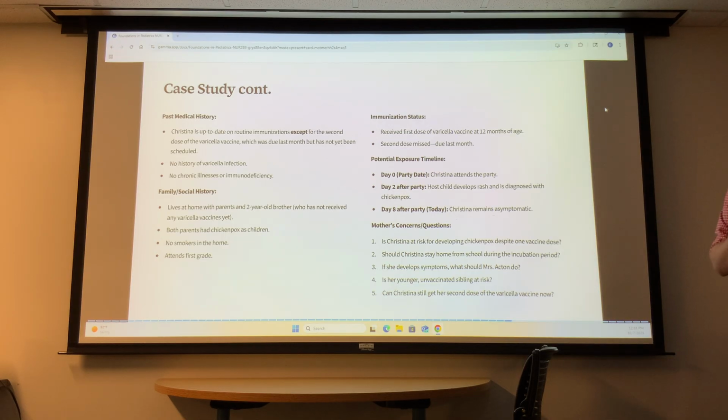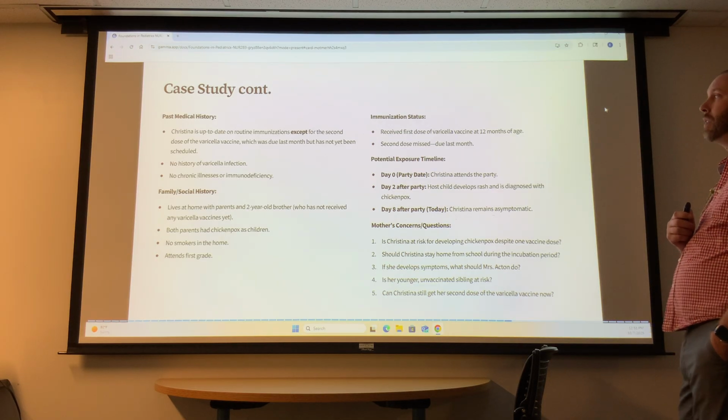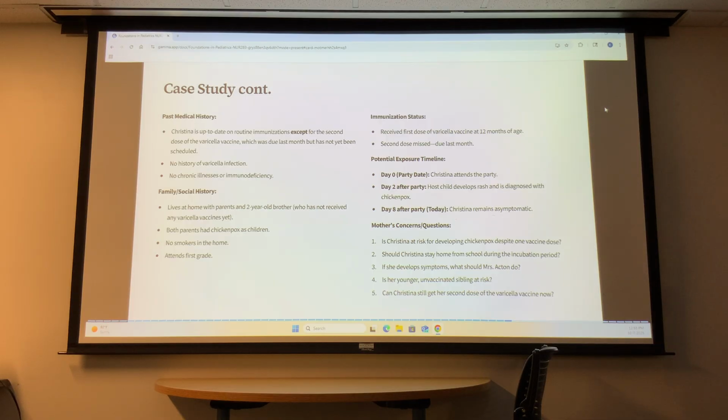She's up to date on her routine immunizations except for the second dose of varicella vaccine, which was due last month but has not been scheduled yet. She has no history of infection and no chronic illnesses or immunodeficiency. She lives at home with her 2-year-old brother, who has not received any varicella vaccines yet. Both parents had chickenpox as children, no smokers. She attends first grade. She received her first dose of varicella at 12 months. The second dose she missed, which was due last month.